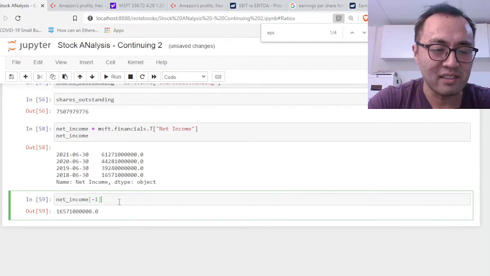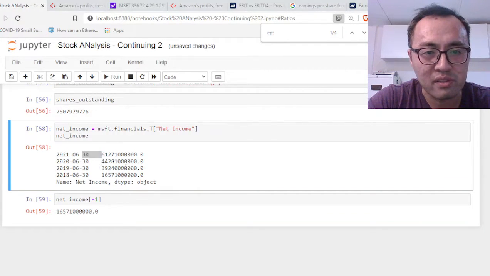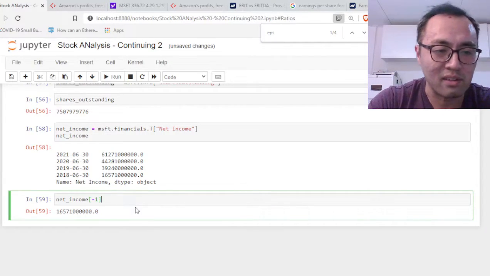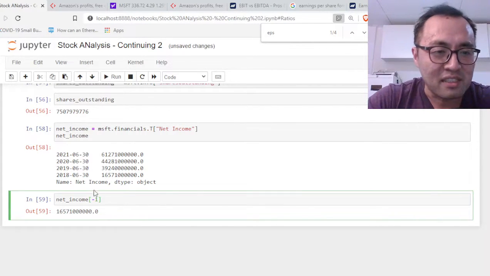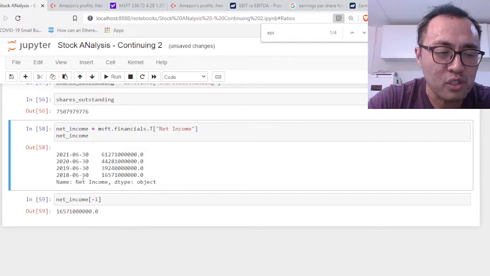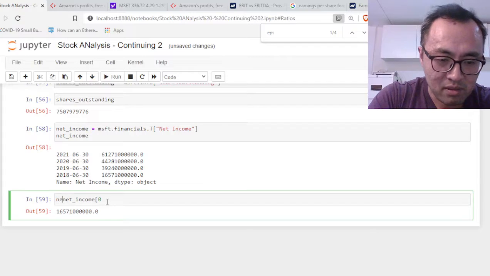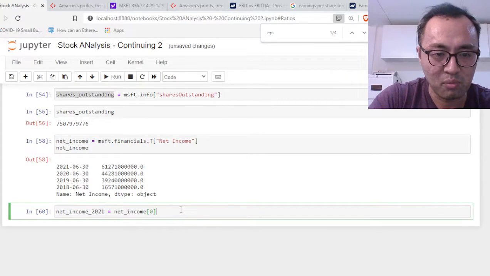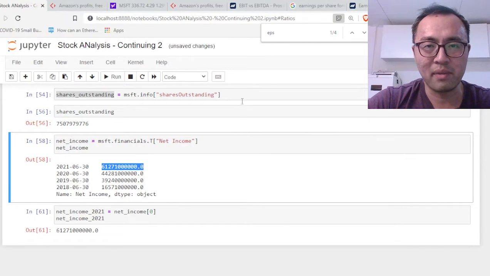Usually in a pandas data frame the old data is on top, but for some reason they reversed it. I don't know why. Okay, that explains a whole lot of stuff. I was prepping this and the numbers were matching, and I thought I was going crazy. I just didn't realize this is in complete reverse order. Usually older dates are on top. So net income 2021 equals that, so I don't get confused. Make sure that we have that. Yeah, now that's the right number. Now everything makes sense.